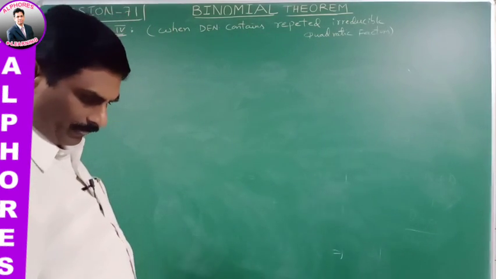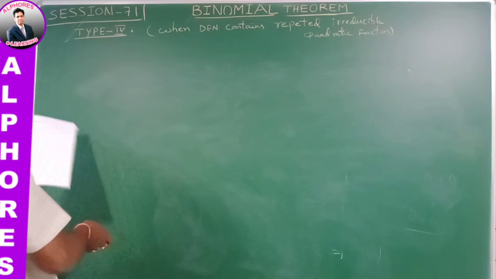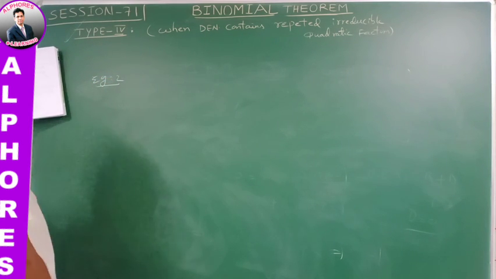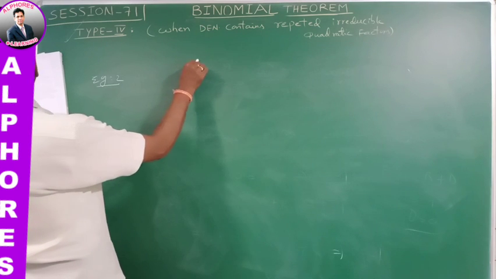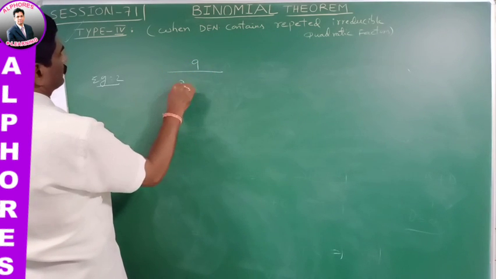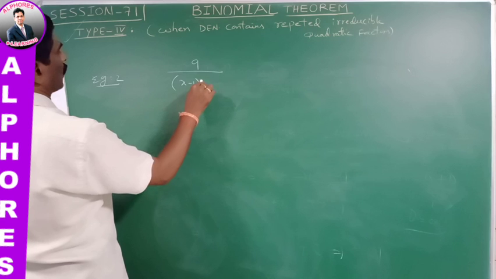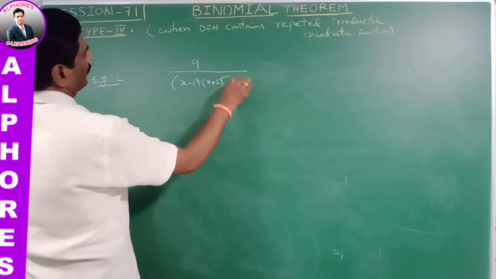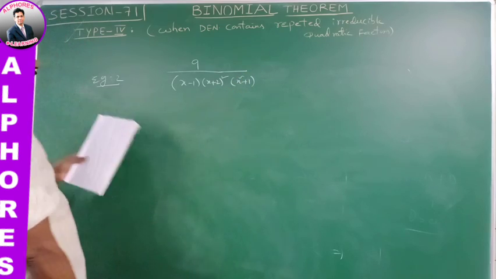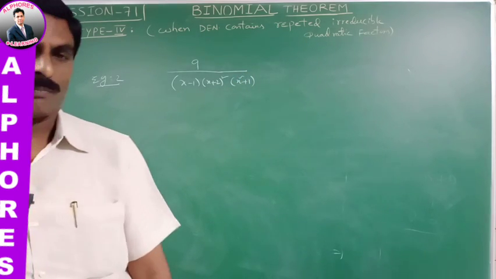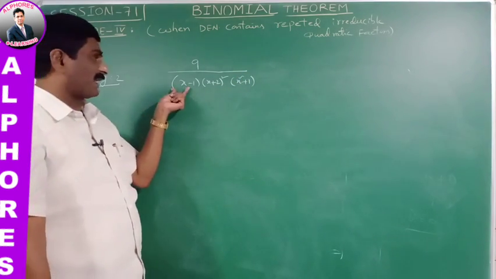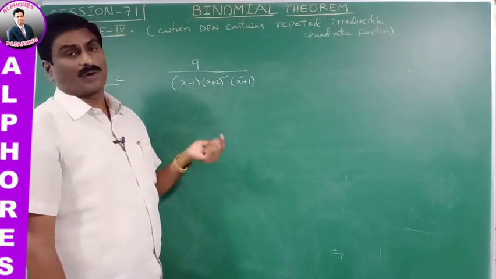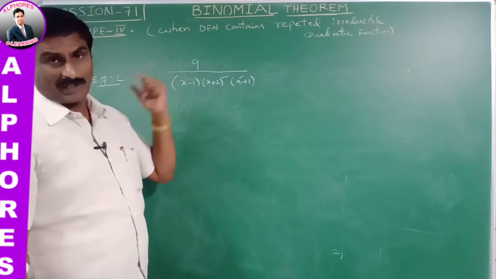Next, example 2. Find the partial fractions of 9 by (x minus 1) into (x plus 2) whole square into (x square plus 1). Please observe this value. It is the non-repeated linear factor. It is the repeated factor. It is the irreducible non-repeated quadratic factor. Type 1, type 2, type 3 are there.